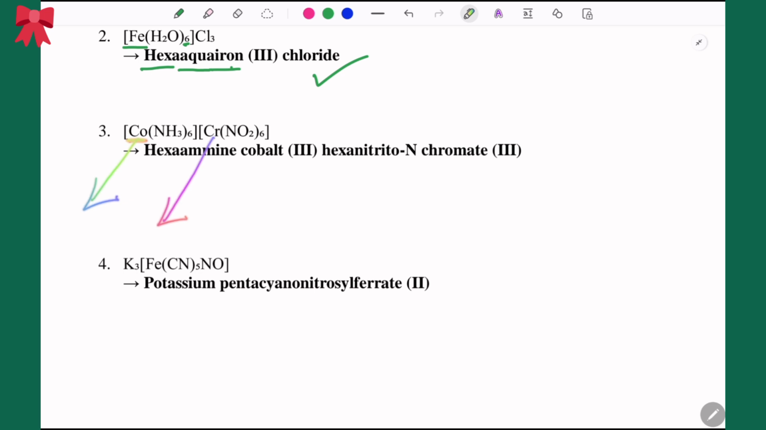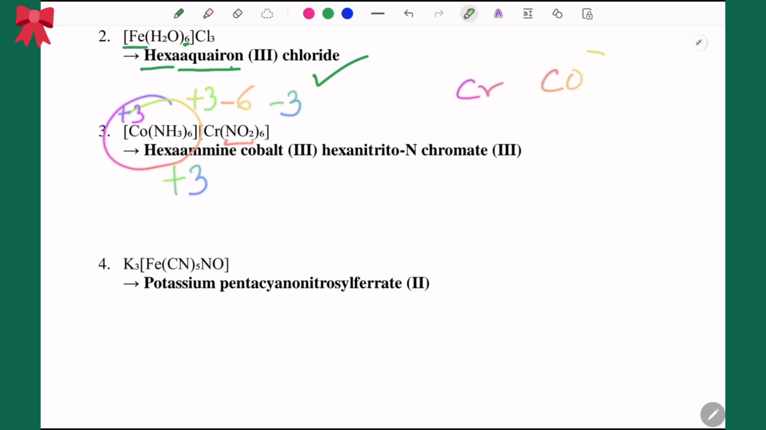But in the first coordination entity, ammonia is 0, and in the second coordination entity, NO2 is -1, which gives rise to a charge of -6 because NO2 is -1 six times, and chromium is mostly +3, so we get an answer of -3, and therefore the cation complex also will have a charge of +3, and therefore cobalt is also +3. So remember that chromium and cobalt are very special metal atoms. They generally have the charge of +3, so you can use them to create your own formulae in the exam.